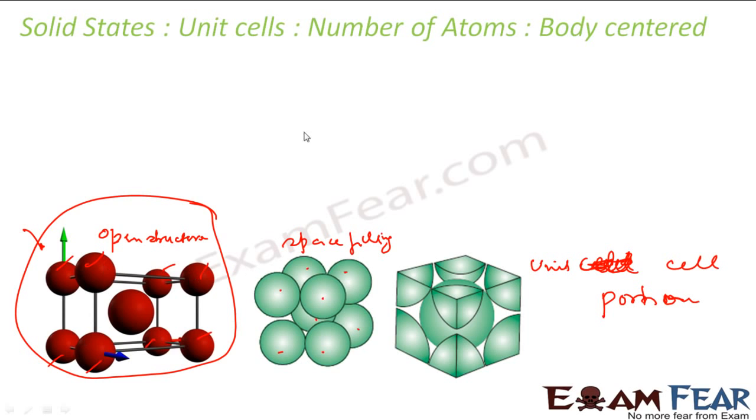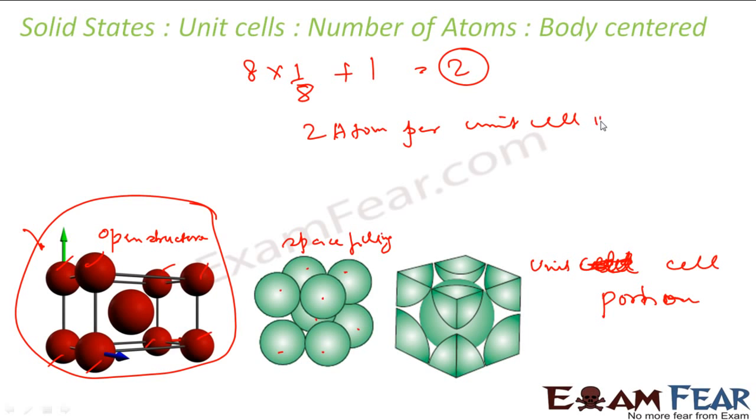So their contribution will be what? They are 8 into 1 by 8. And this one in the center, the body center, is totally owned by this unit cell. Nobody is sharing this. Plus 1. So total is 2. So there are 2 atoms per unit cell in case of body centered close packing.